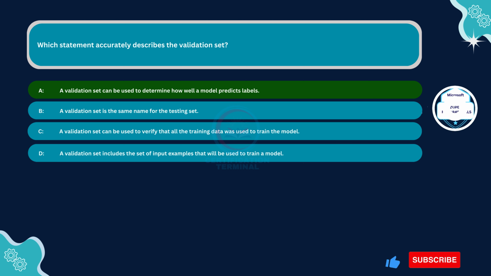It is used to assess the model's generalization ability and its performance on unseen data. By evaluating the model's predictions on the validation set, we can estimate how well the model will perform on new, unseen data. This allows us to fine-tune model hyperparameters, select the best performing model, and detect issues such as overfitting or underfitting.